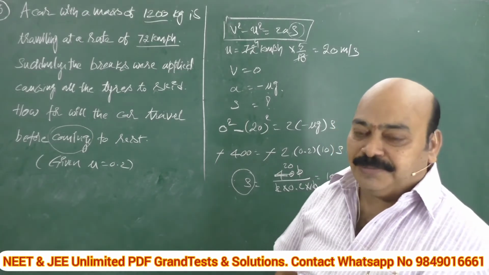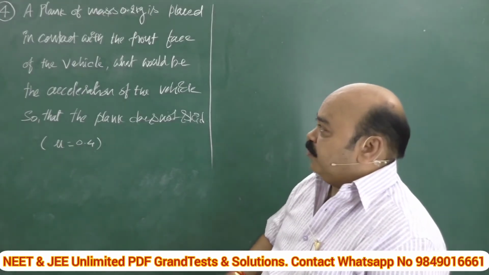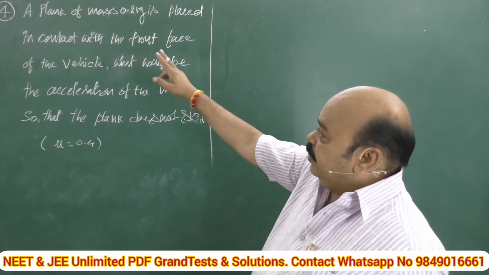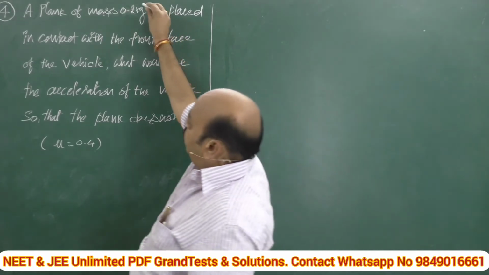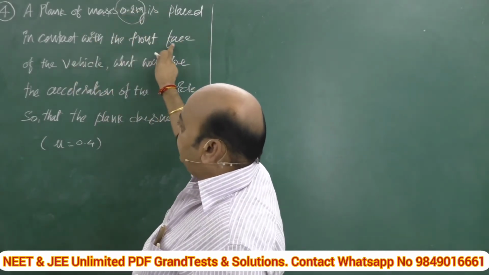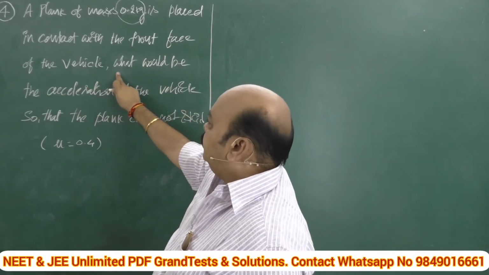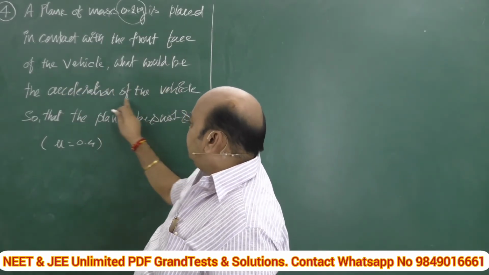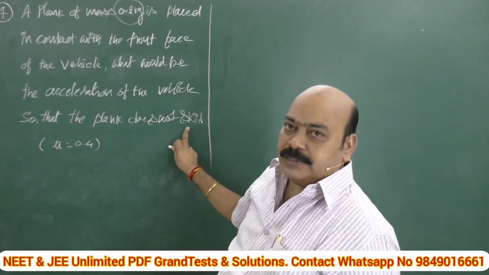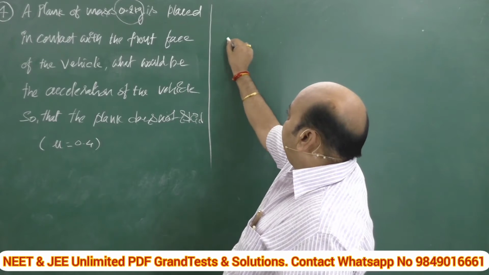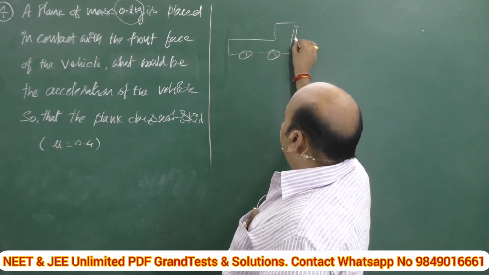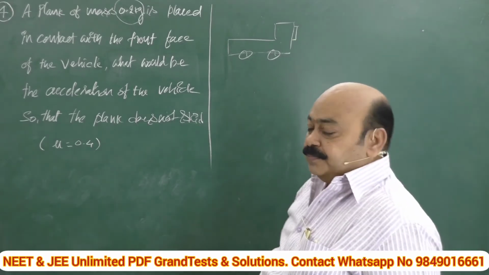Let us go to the next. Here I am taking one more example for friction. A plank of mass 0.2 kg is placed in contact with the front face of the vehicle. What would be the acceleration of the vehicle so that the plank does not skid? See, I will try to visualize this problem. See, this is a truck, and here in the front part I am placing a plank, just like your book says.